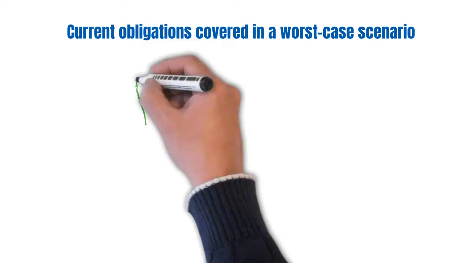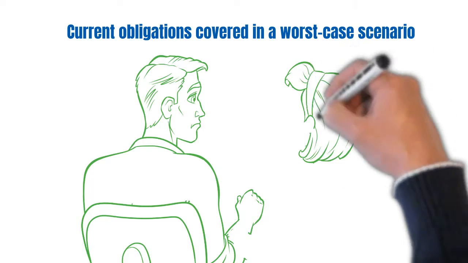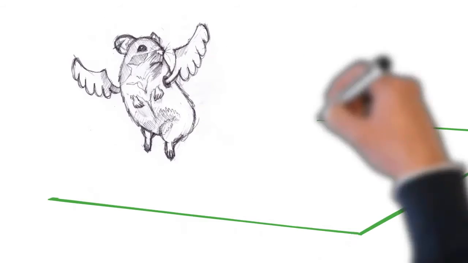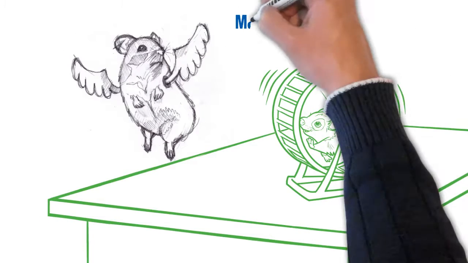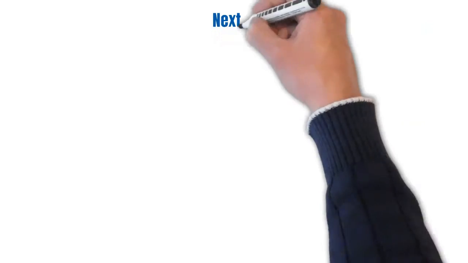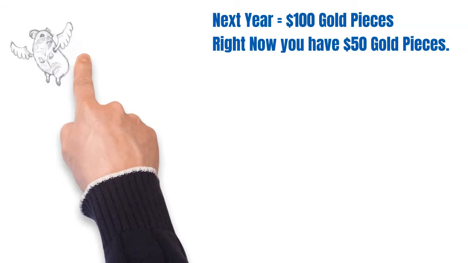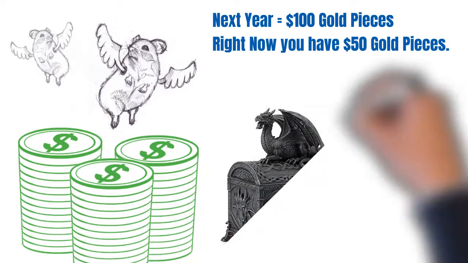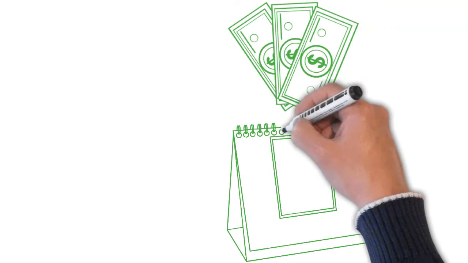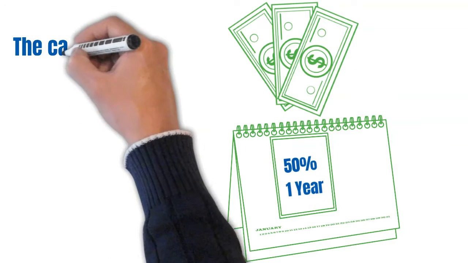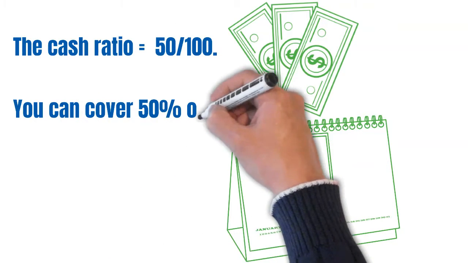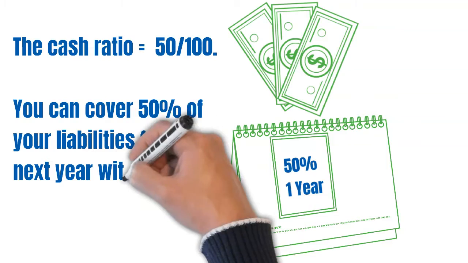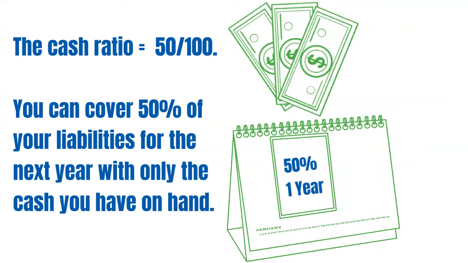Well, as we said, it does tell you how much of your current obligations would be covered in a worst-case scenario. Let's say you're living in a fantasy world and you own a shop selling magical flying hamsters. In the next year, you'll have 100 gold pieces worth of obligations to cover. But right now, you only have 50 gold pieces in your dragon-proof chest. The cash ratio would give you 50 over 100, or 0.50. Turn that into a percentage, and you see that you can cover 50% of your liabilities for the next year with only the cash you have on hand.